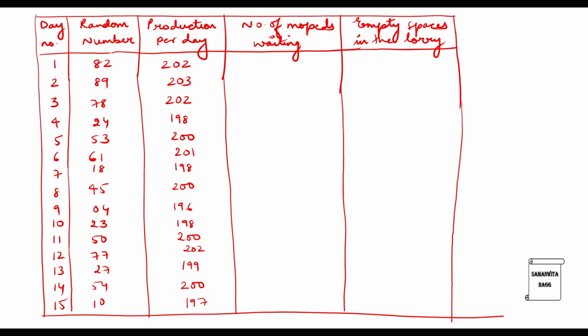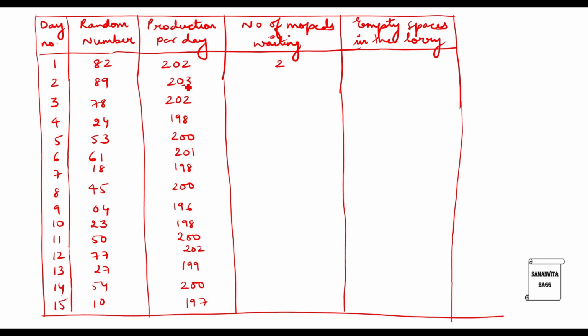So now I have written down the production per day. The number of production per day is now known. We know that 200 mopeds will go into the lorry at a time. So if 202 is the production per day and the space in the lorry is only 200, the number of mopeds that will be left waiting will be 2 of them.